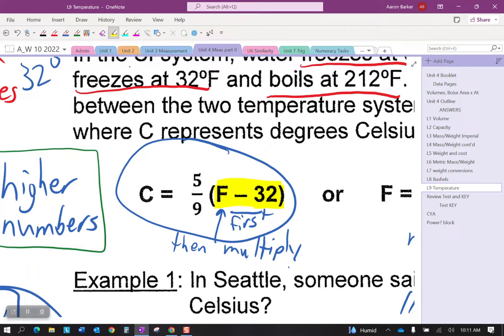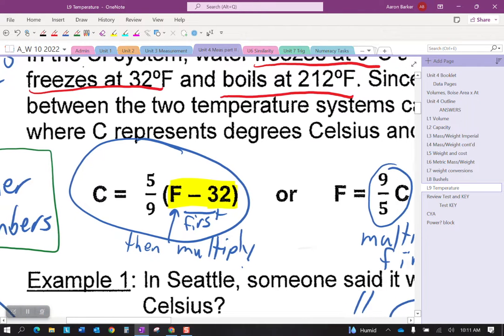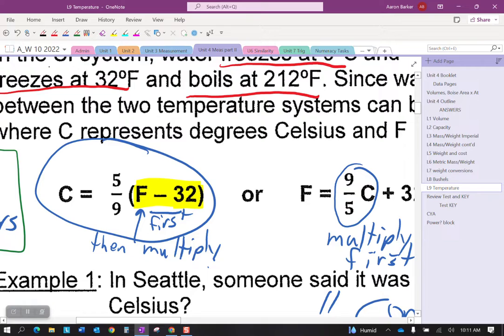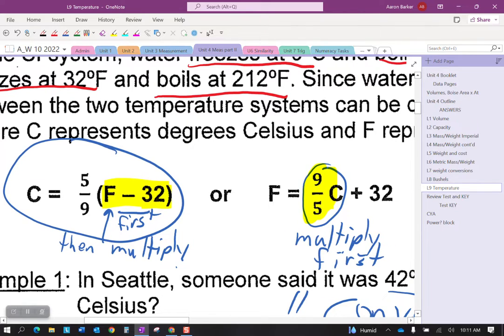If you want to find Fahrenheit, it's different. You have to multiply your fraction first, so multiply by 9 and divide by 5 first, and then you add the 32. How you do these is different, and it's because of the brackets around the F minus 32. Following BEDMAS, brackets are first. Whereas for finding Fahrenheit, there are no brackets.